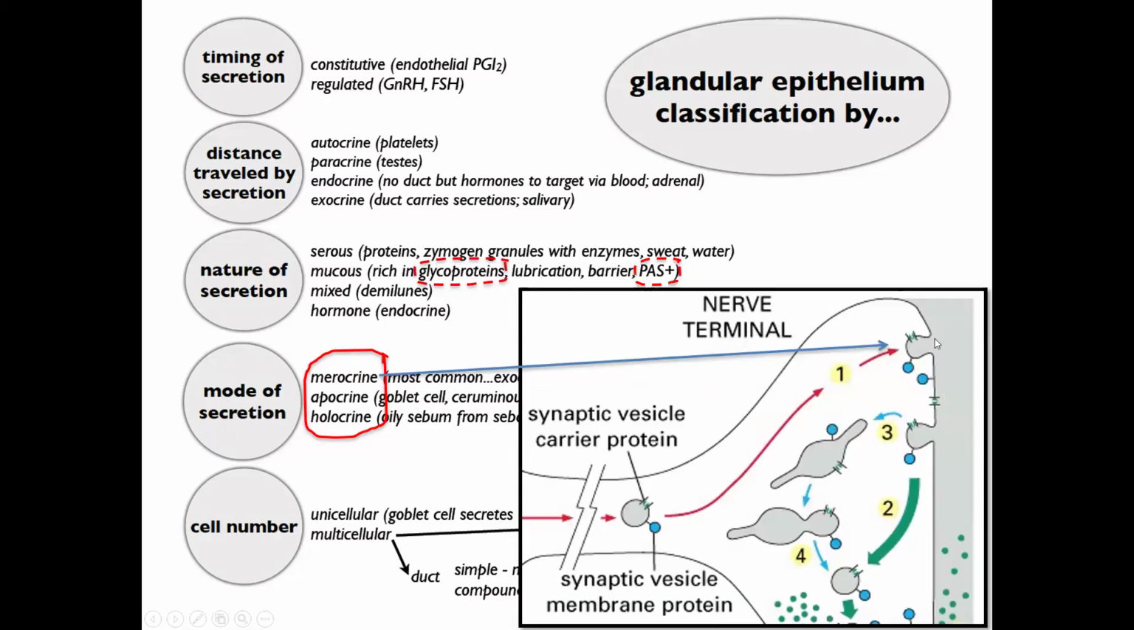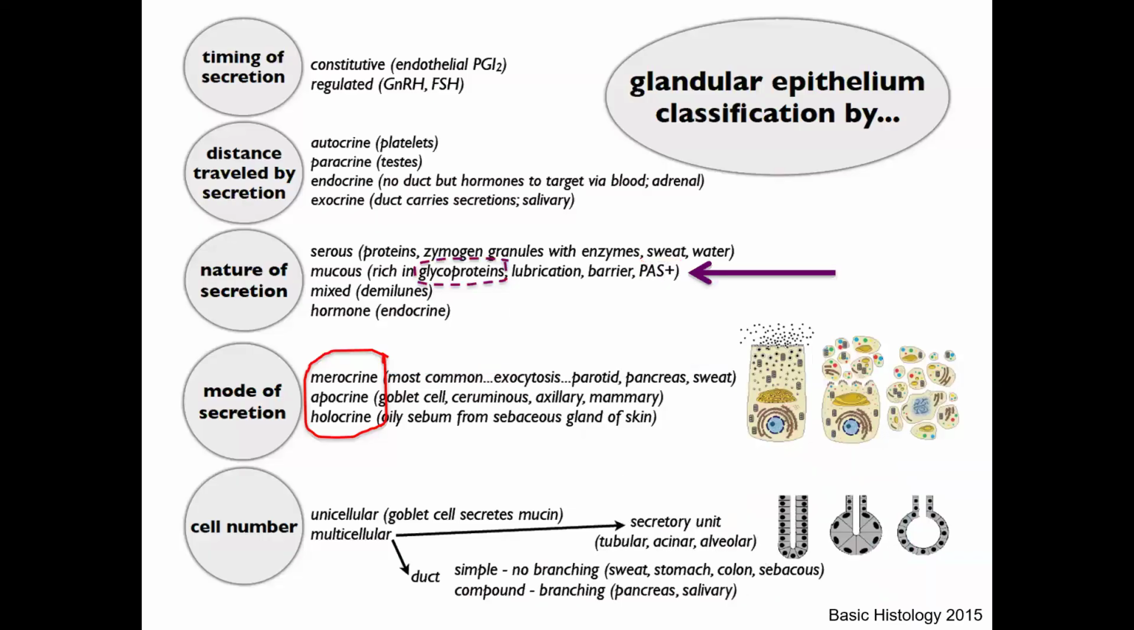So the fusion of the synaptic vesicles containing the neurotransmitter with the plasma membrane at the synaptic terminal is typical exocytosis and it is merocrine secretion. I'll come back here with regard to the cell number.